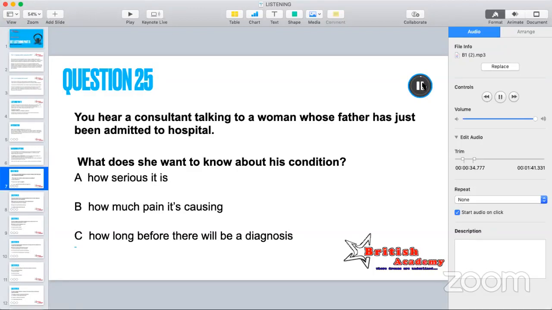Now look at question 25. You hear a consultant talking to a woman whose father has just been admitted to hospital. Now read the question. Now use this time to read the question.